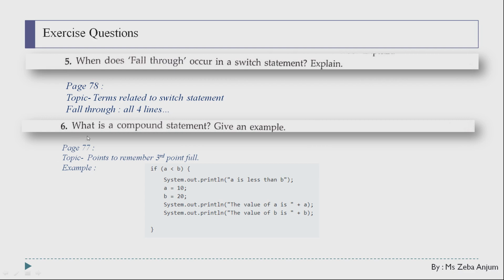Now see the sixth one, what is a compound statement? Give an example. Now for that compound statements definition you have to turn on page number 77. You were having some points to remember. Now see the third point. It is about your compound statement. So from the starting till end, both the 2 lines you have to write down. Okay. So the definition you have to write down from the book and the example you please copy it from here. If A less than B, then all these lines are basically what your compound statements means. I hope this is clear.